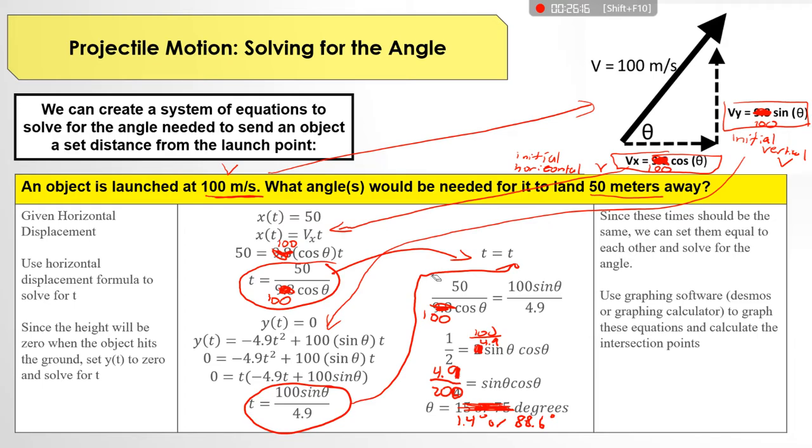But the 1/2, why is there a 1/2? Because 50 divided by 100 is 1 over 2. Then I multiplied by the cosine here. Then I cross multiplied, so 4.9 on top, and then divide by 100. Gives me 4.9 over 200. And then to solve for theta, we just graphed to calculate the intersects. Okay, any questions on this one?